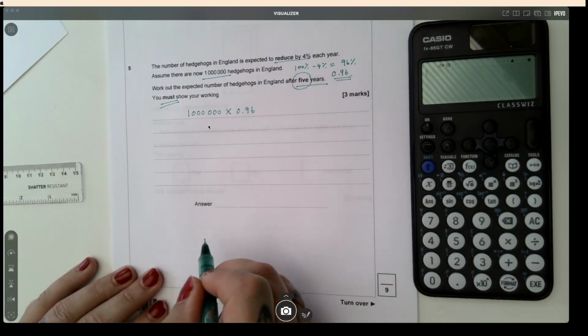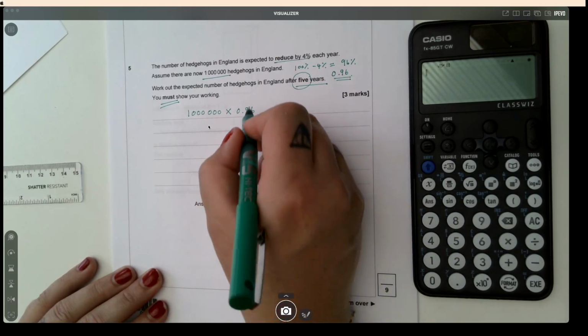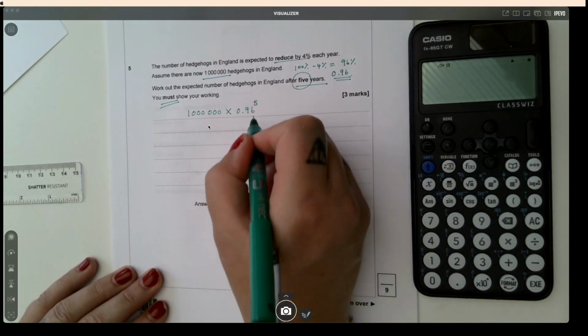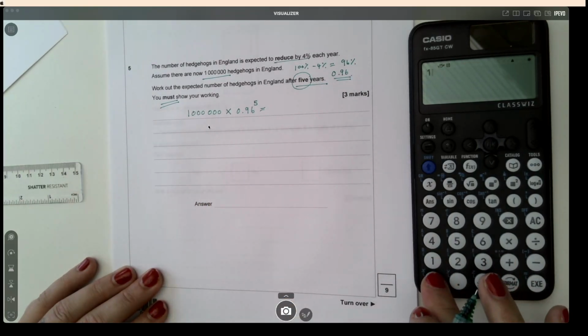And we want to know how many will be remaining after 5 years. So we then raise it to the power of 5. So we're going to pop that in our calculator.